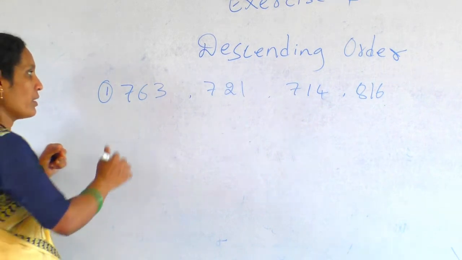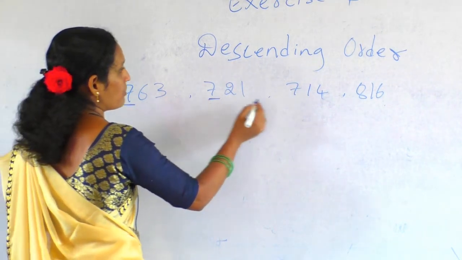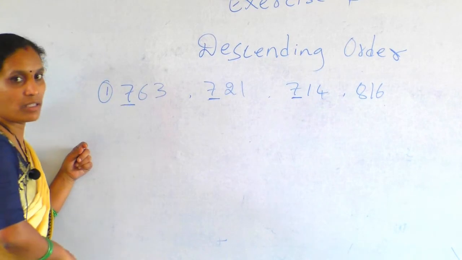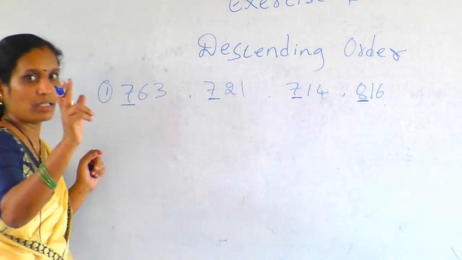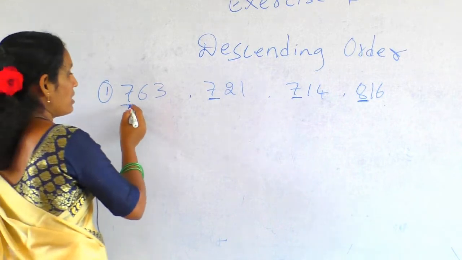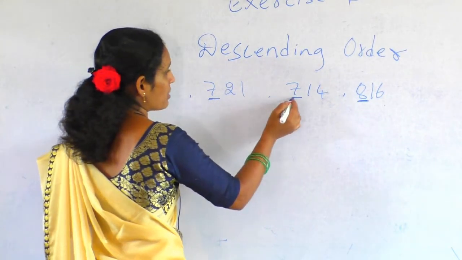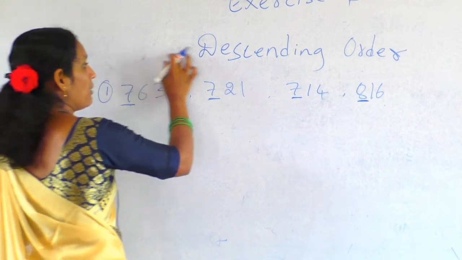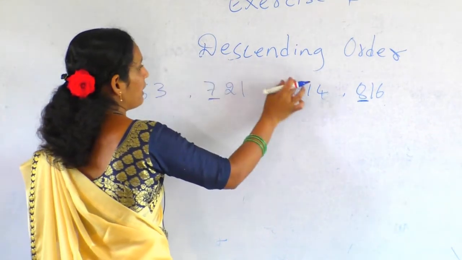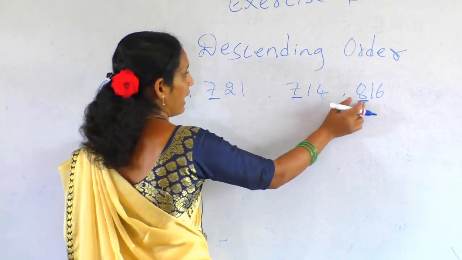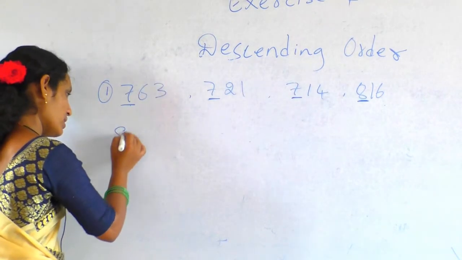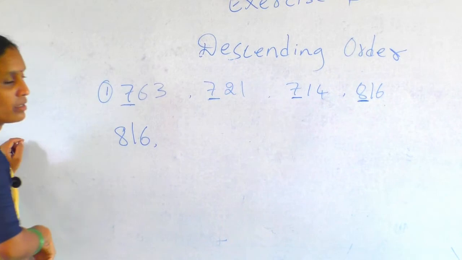First you see, the 100 place is the same, 7, 7, 7. But here, 8 is the first bigger number, because this is a 100 place, this is also 100 place, this is also 100 place. The three numbers have 7, 7, 7 in the 100 place. The last number is 816. So first you write 816.